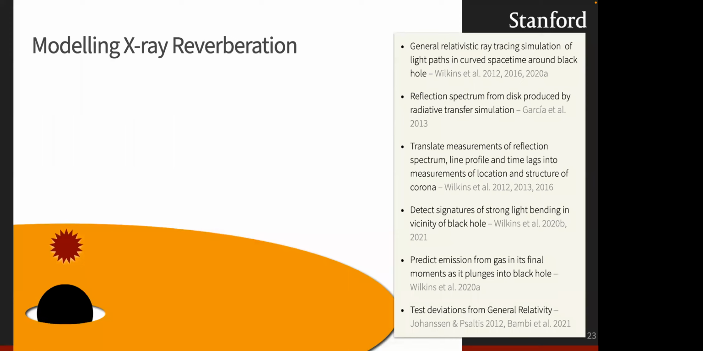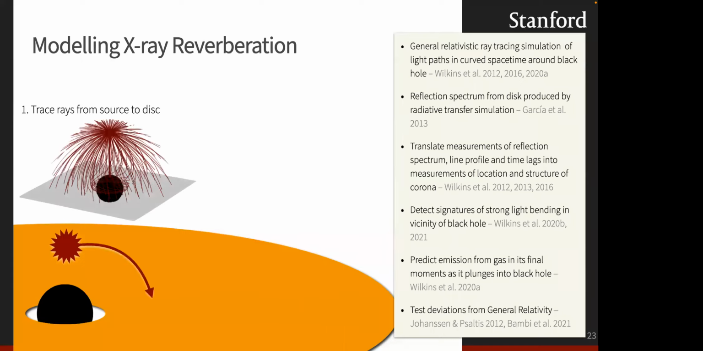And the way we do this is with some theoretical models, and this is something I've worked on quite a lot. If anyone is interested in how to do this, I'd be more than happy to talk. But essentially, we can use something called general relativistic ray tracing, where we calculate the paths that photons take in the curved space-time around our spinning black holes. We can start with a corona. We can trace the rays down to the disk, and measure how much reflection we expect from different parts of the disk.